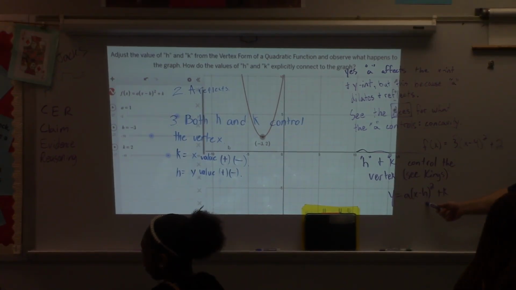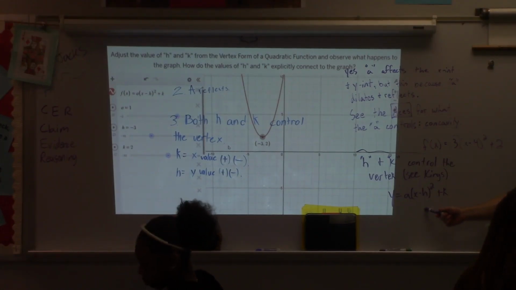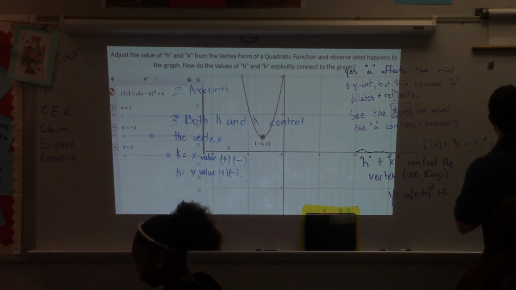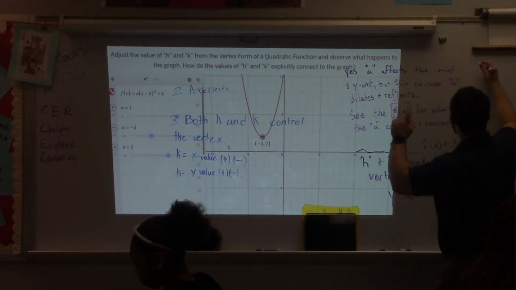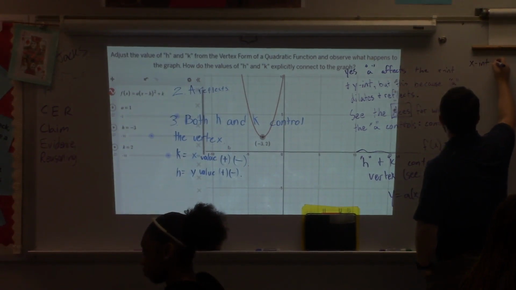They'll say H is the X intercept. Is that the X intercept? No, it's the X value of the vertex. So it changes from when we did the parent function. It's connected to that. Hold on. Let's clarify this. I want to make sure that we know this language.